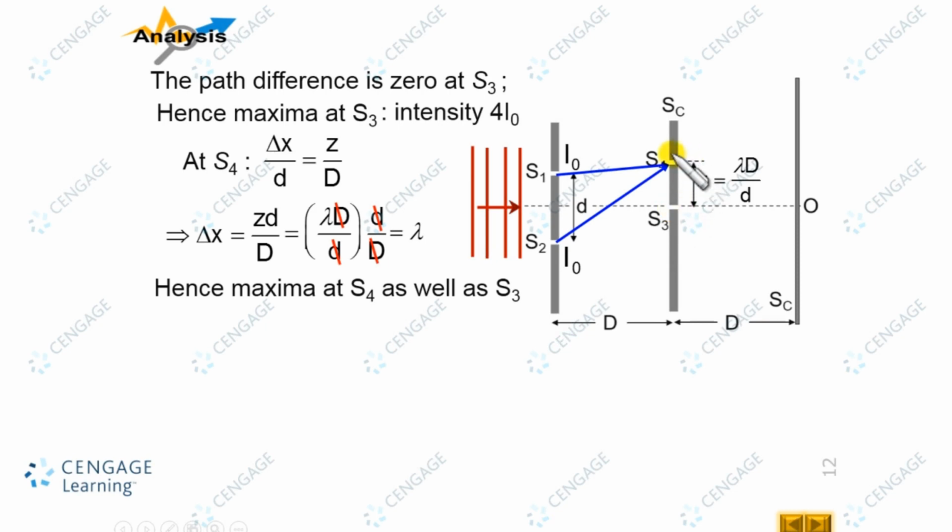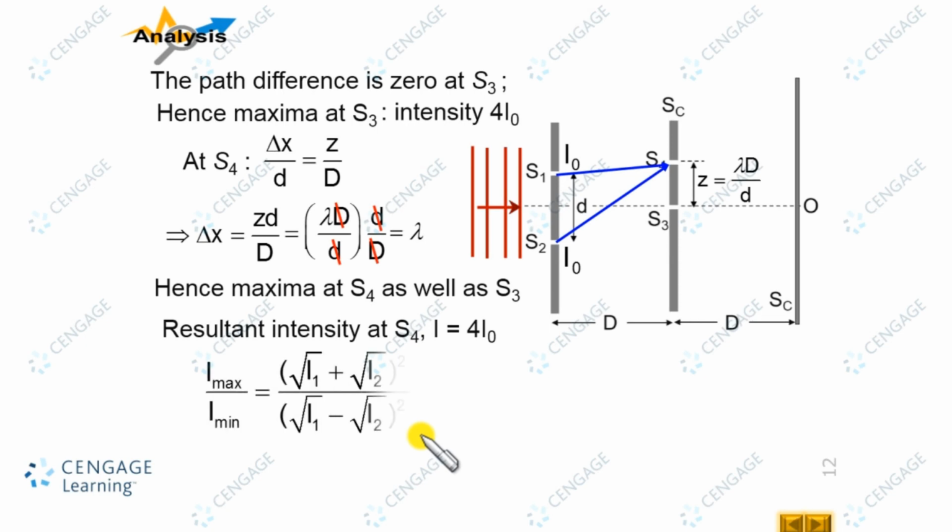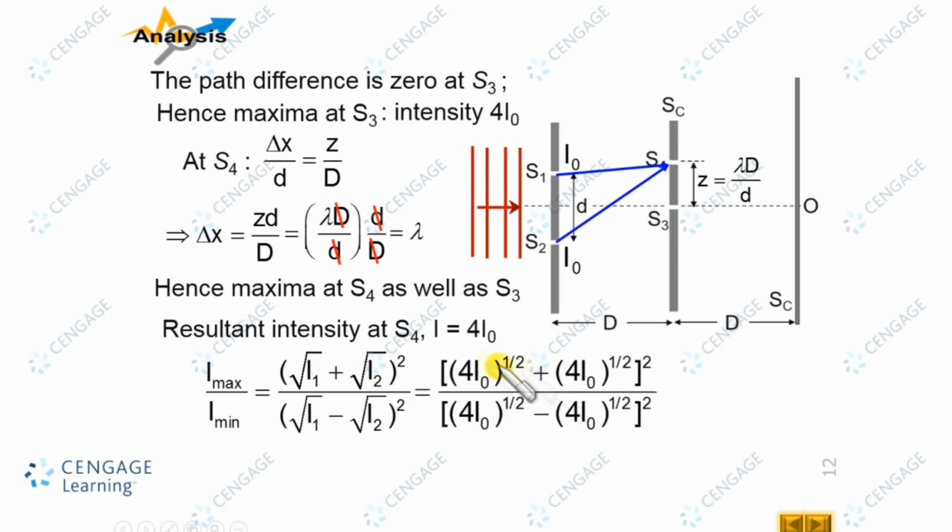And here also we have the maxima. That means the intensity of the light coming out from S3 and S4 is equal, and it will be equal to 4I naught, right? So, the ratio I max to I minimum is equal to (under root I1 plus under root I2) whole square divided by (under root I1 minus under root I2) whole square. Now, we can substitute the value and we find this value is this divided by 0, that is infinite. That means this ratio will be infinite. Now, let us move to the next part.